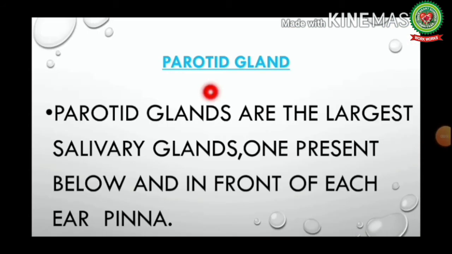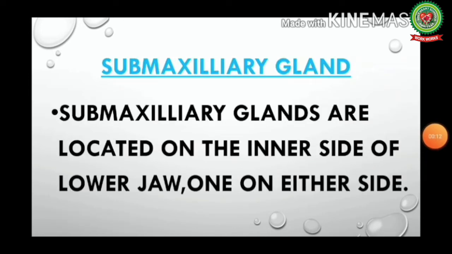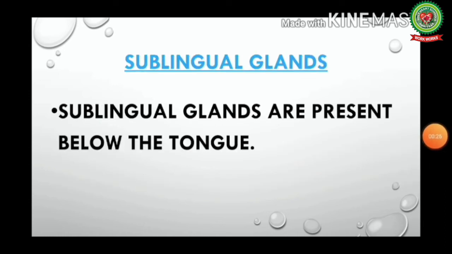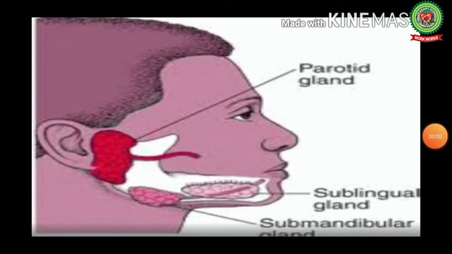First is the parotid gland. Parotid glands are the largest salivary glands, one present below and in front of each ear pinna. Second is the submaxillary gland. Submaxillary glands are located on the inner side of the lower jaw, one on either side. Third is the sublingual gland. Sublingual glands are present below the tongue. In this picture, you can see the parotid gland, sublingual and submandibular gland.